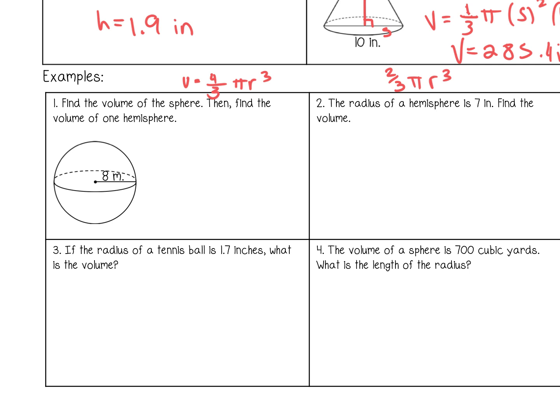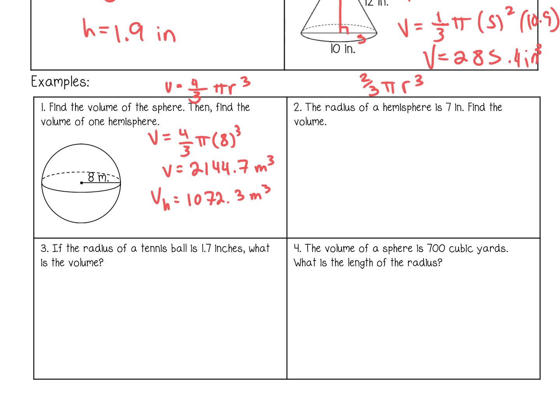So the easiest thing to do for this is to just go ahead and find the volume of the sphere. So 4 over 3 pi 8 cubed. After plugging it in, I get 2,144.7 meters cubed. And to find the volume of the hemisphere, all I'm going to do is divide that number by 2. So 2144.7 divided by 2. And that's going to give me 1,072.3 meters cubed.